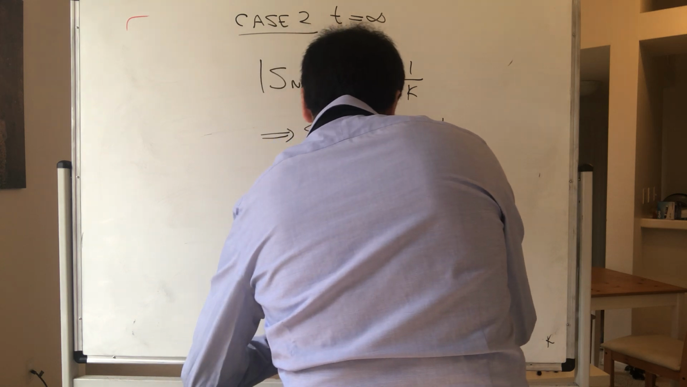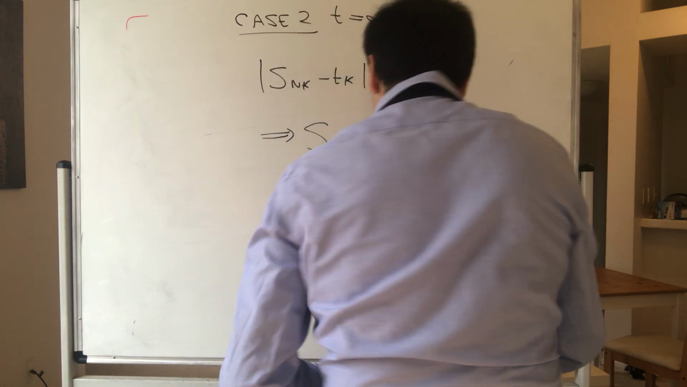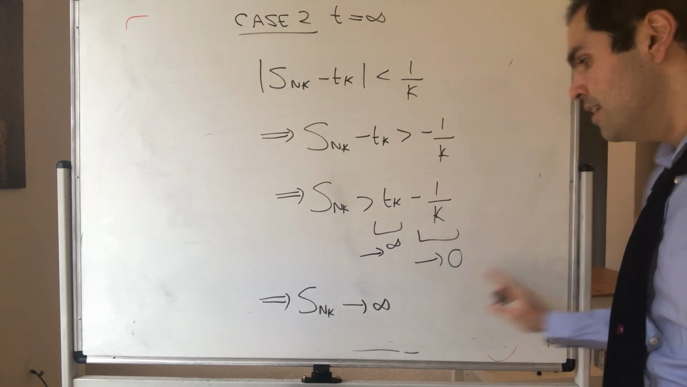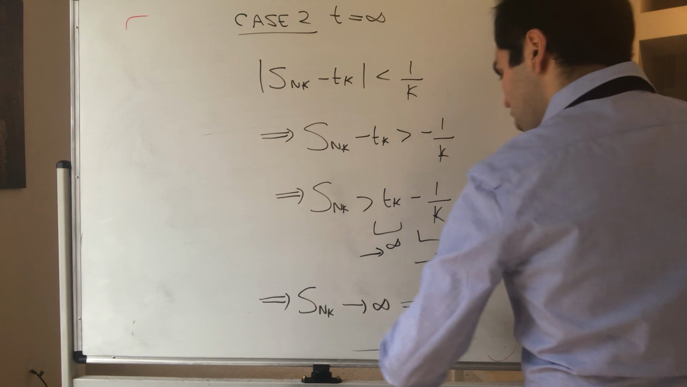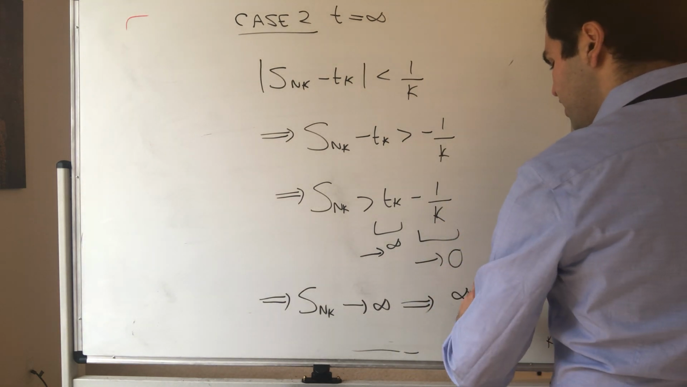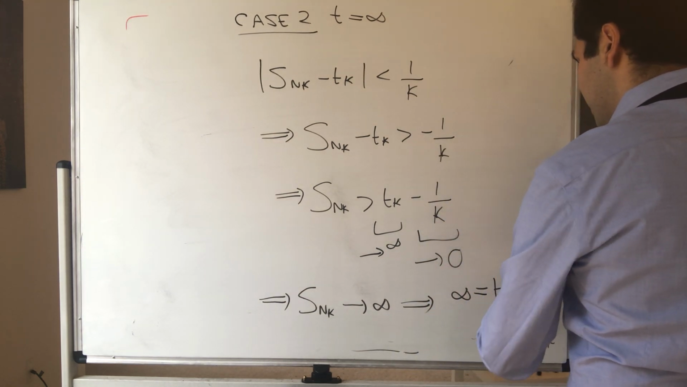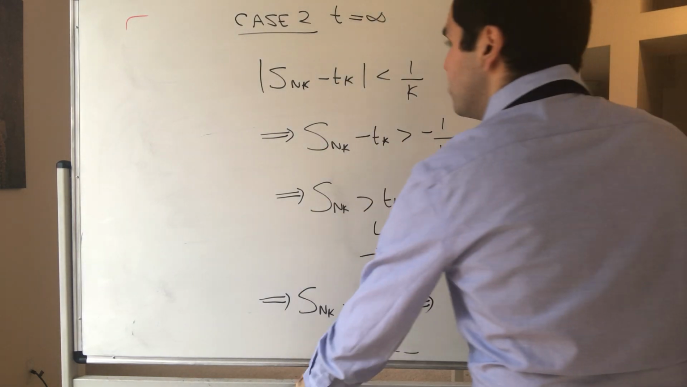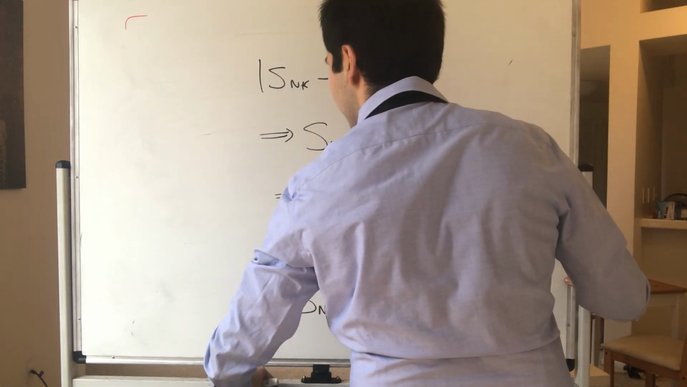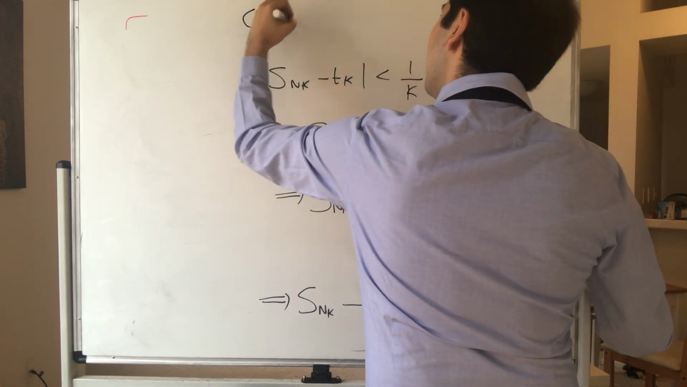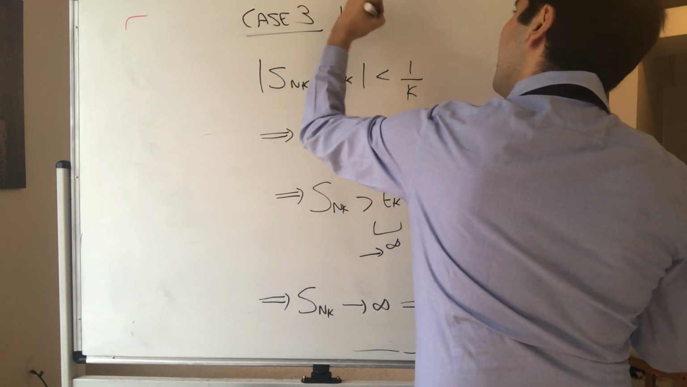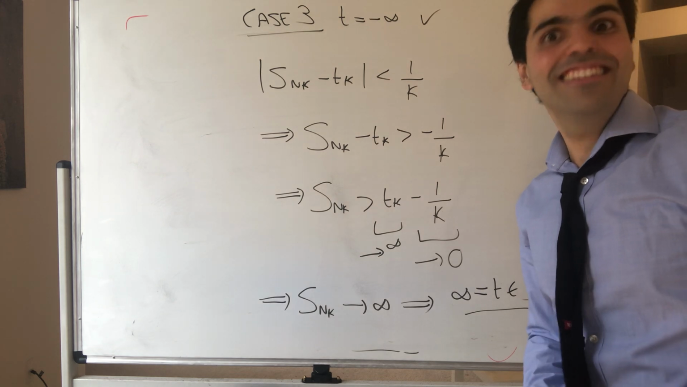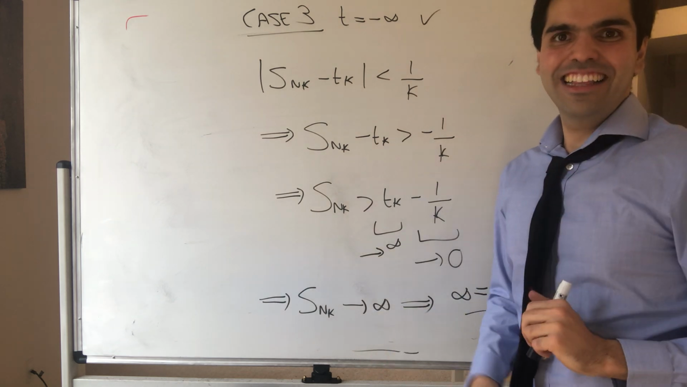So Snk goes to infinity, but then what do we get? We get a subsequence that converges to infinity. So infinity is a subsequential limit. So infinity, which is T, is then an S. And then we're done. And lastly, if T is minus infinity, the case is similar. So you may say in this case, the case is closed. All right, thank you very much.